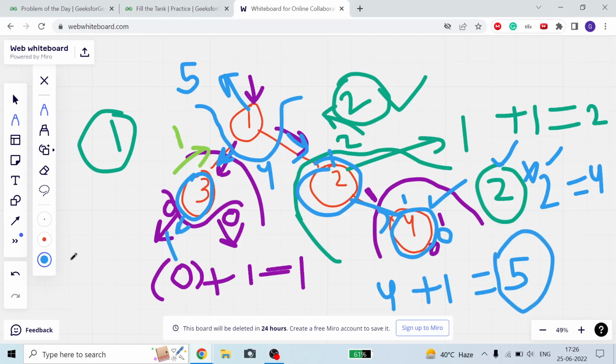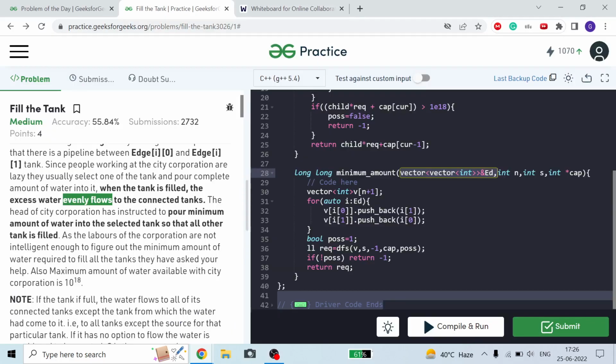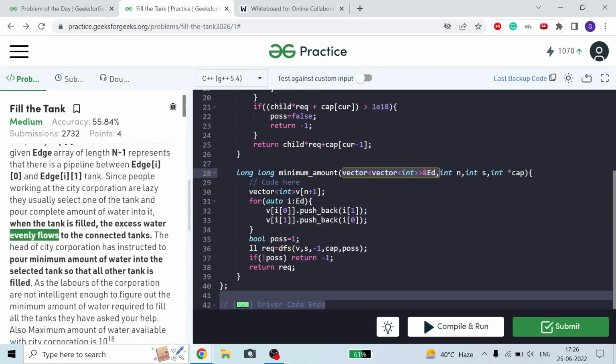So here you can see in O(n) time we are solving the problem. What are we doing? We are doing bottom up, from the source node to each leaf node, and doing bottom up in each iteration. Okay, guys. So now let's see the code. This is the complete one, I think.